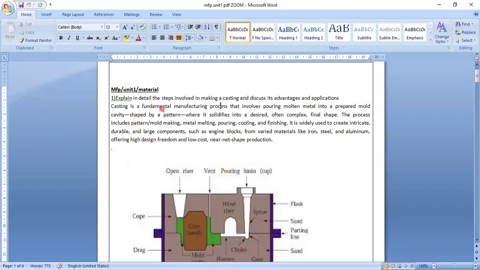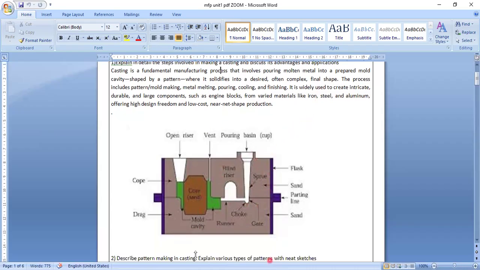The first question is: explain in detail the steps involved in making a casting and discuss its advantages and applications. One short question to explain about casting. So, casting is a fundamental manufacturing process. It is the oldest one, and it involves pouring molten metal. You have to pour the molten metal into a prepared mold cavity. So, the mold cavity is already there.